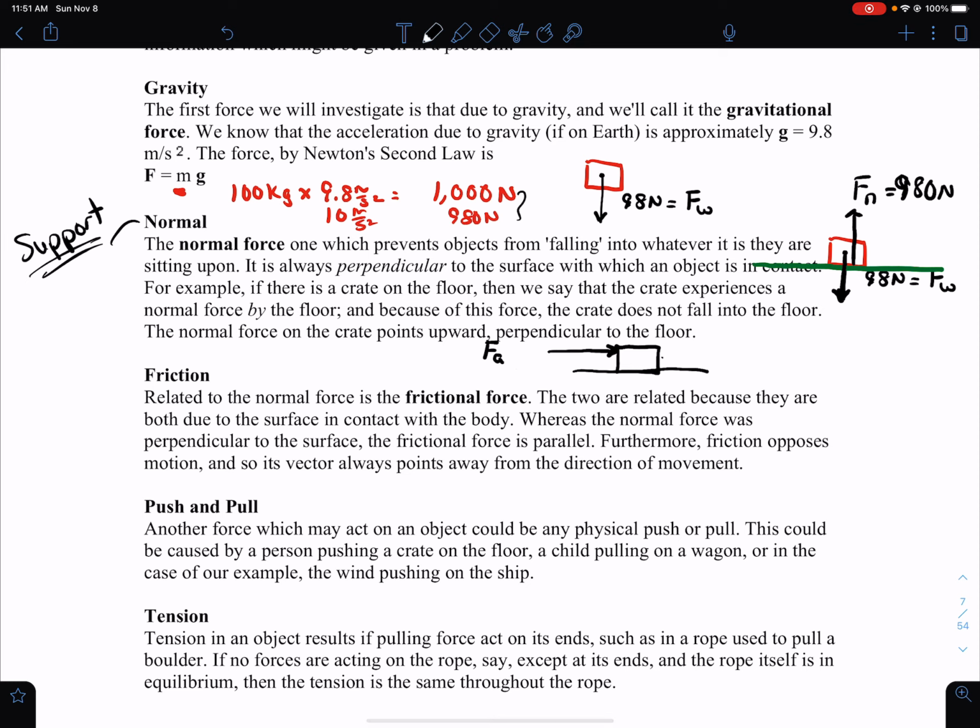Frictional forces act against this. All right, so if frictional forces are going to act against it, it's going to be in the opposite direction. So sometimes people will put down F_R for resistance.